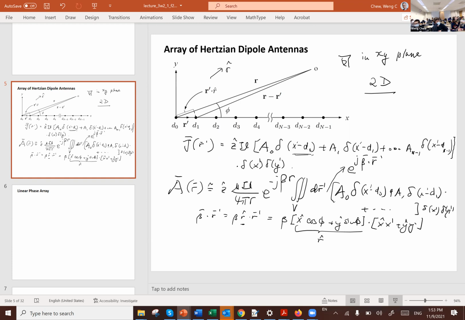So finally, the integral that you have will look something like this, with a spherical wave out front. And then each of these terms can be evaluated in closed form, something like A0 e to the j beta d0 cosine psi. Those are the cosine psi terms coming from here.